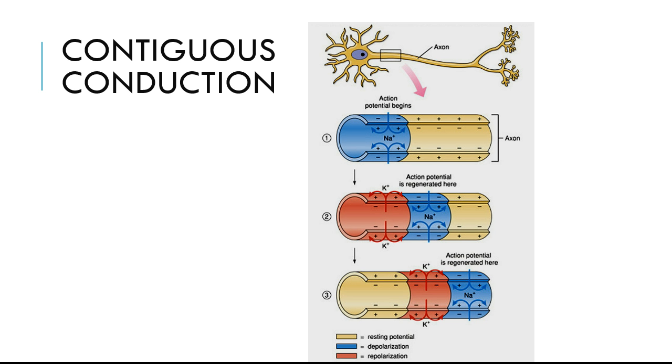In contiguous conduction, a lot of times the textbooks will describe this as analogous to doing the wave at a sporting event. When you stand up, that would be analogous to depolarizing. And when you sit down, that would be analogous to repolarizing. So one section, say section 301, can depolarize. 302 is in the middle of what? Rest. And then 301 will repolarize. That excites 302, so 302 will begin to depolarize.